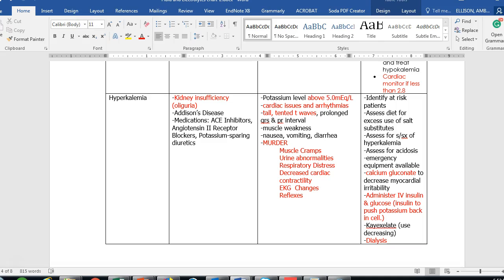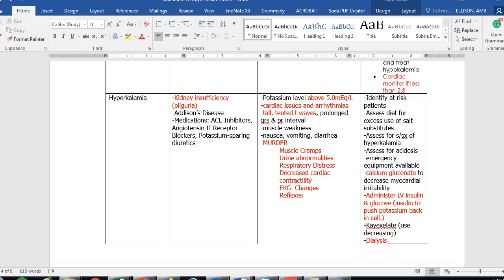Hyperkalemia is caused by kidney insufficiency. Certain meds such as potassium-sparing diuretics, ACE inhibitors, Addison's disease can cause it. So if they have a level above 5, it's considered hyperkalemia. A big cardiac issue with hyperkalemia is your EKG is going to have tall, tented T waves. It's a hallmark sign right there. You can have muscle weakness, nausea, vomiting, diarrhea.